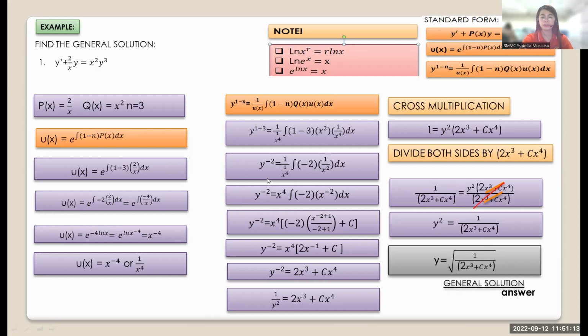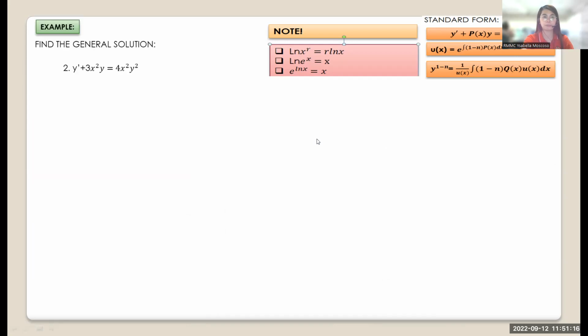Okay? So let us continue the last example for this discussion. So what if you have y prime plus 3x squared y plus 4x squared y squared? Okay, so in this case, I think this is already in a standard form.